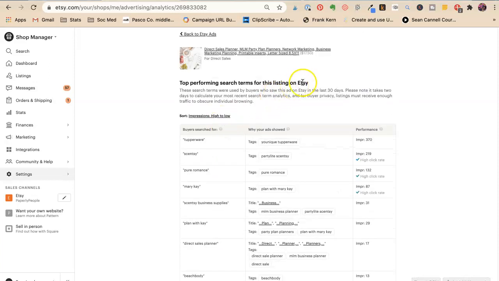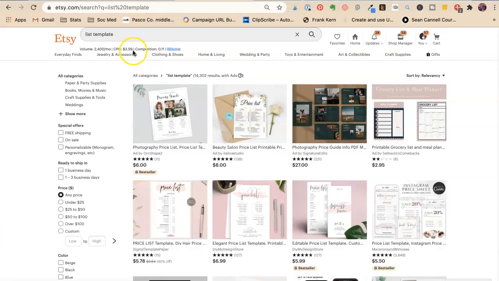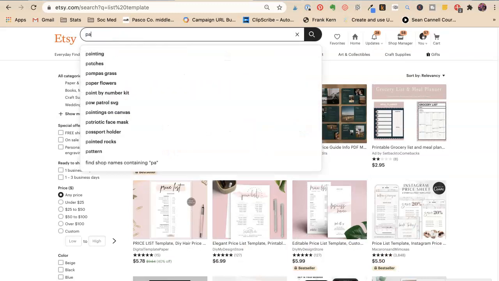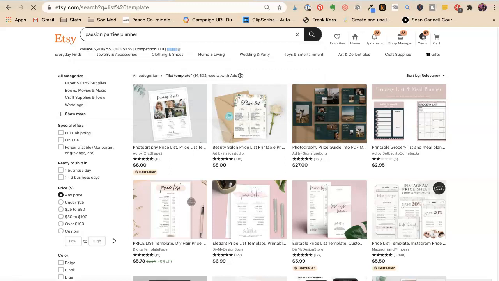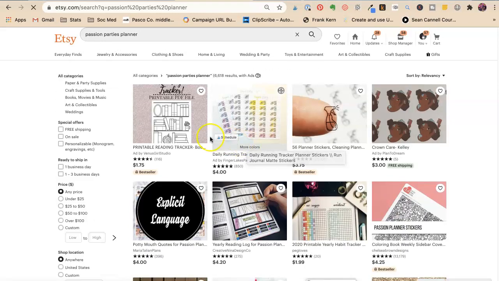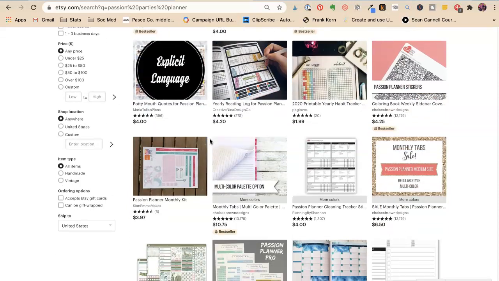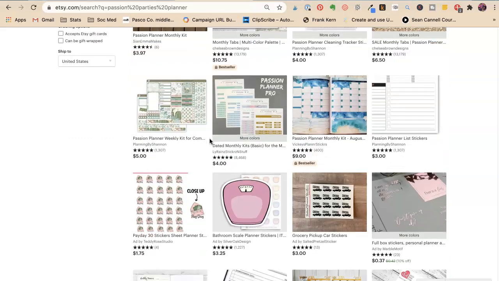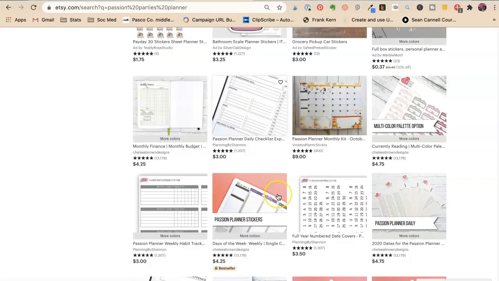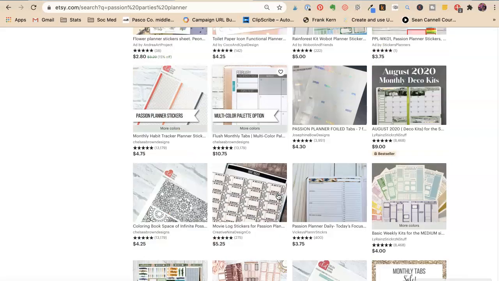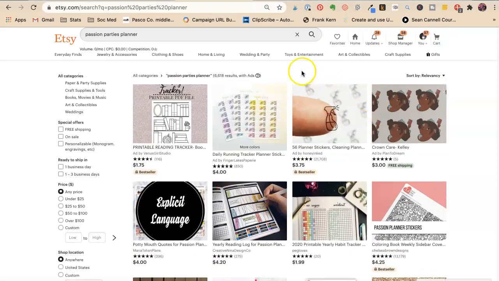I wonder if I could do Passion Parties, just brand it Passion Parties Planner. So let's see what that looks like. To me, that seems like a copyright violation. Passion Parties Planner. Okay. Planner stickers. Passion Planner Pro. I don't know why I couldn't call it a Passion Parties Planner. Or call it a Passion for Parties Planner. We have to think through that one.